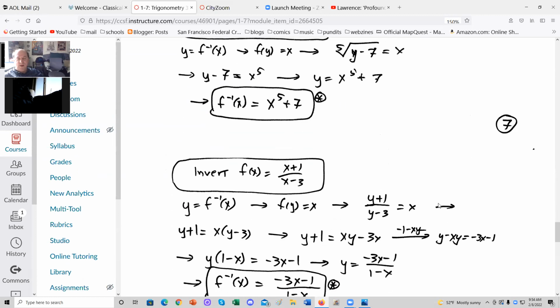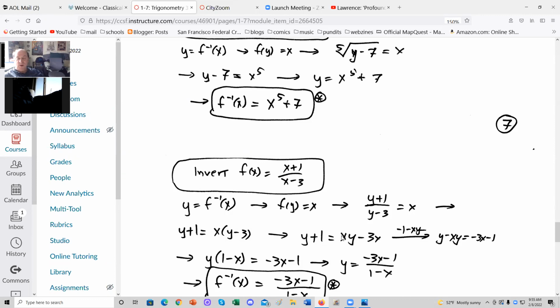Now here again, we're going to invert this kind of function, which incidentally is called a linear fractional function. It's a ratio of linear functions. All right, so as before, y equals f inverse of x means f of y equals x, and plugging y into the equation, we get (y + 1)/(y - 3) equals x. And from here, we solve for y. As before, we transpose y - 3. y + 1 equals x times (y - 3).